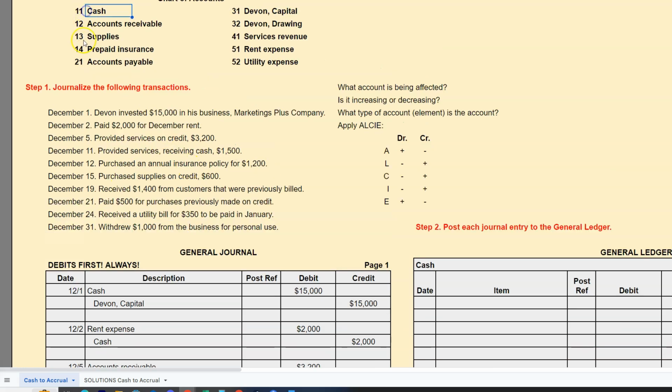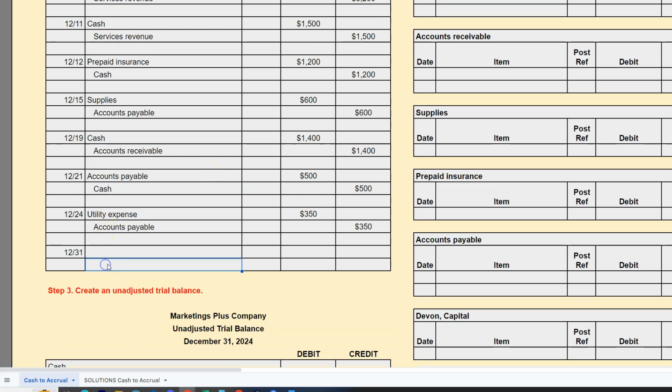So what's happening to cash? Cash is going down. It's an asset. To decrease an asset, we credit. So let's start with crediting cash.